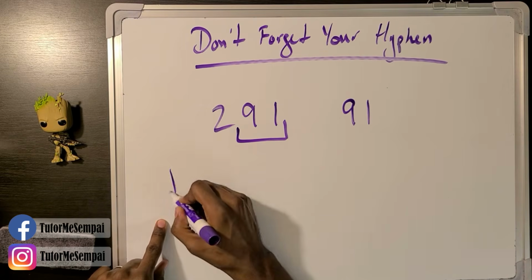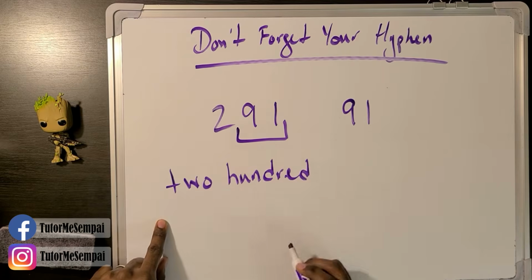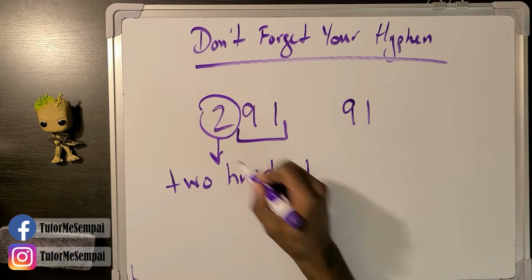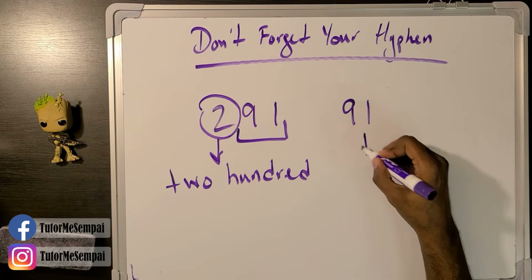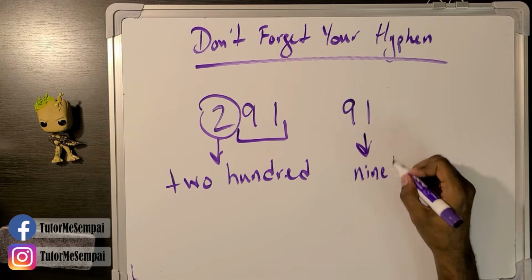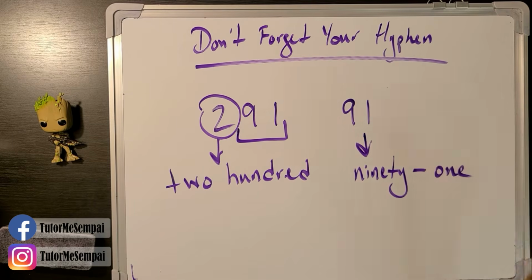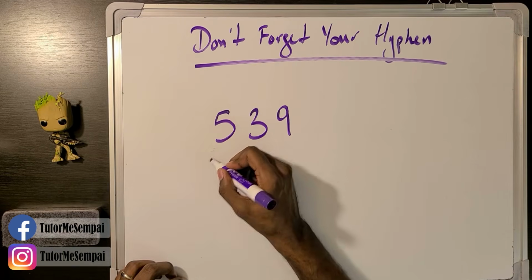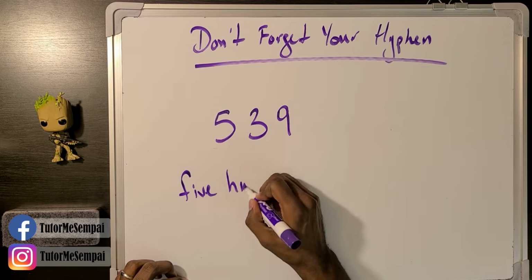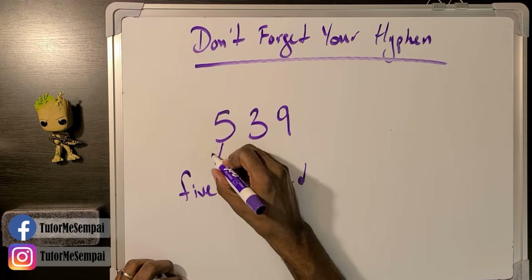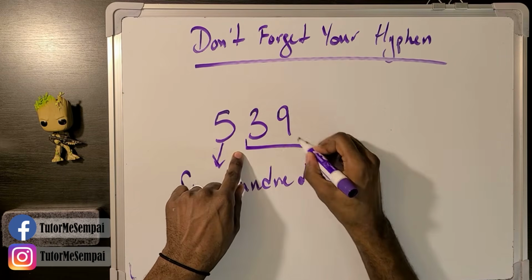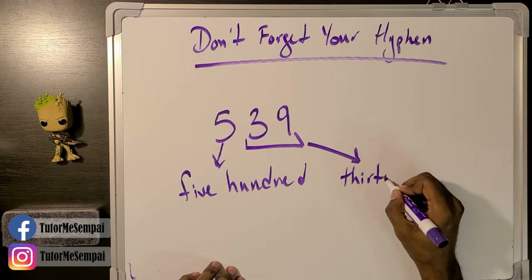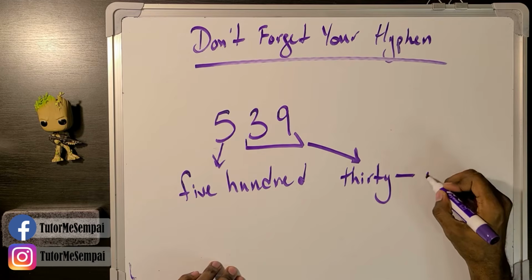Because this is going to tell you 200, right? And then you have to write this part. So this is 200, that's this 2 right here. And now you need to write the 91. So 91 is going to be 90 dash 1. So it's 291. When you're writing this number, this is going to be your 500, right? 500. That's what this part is. And then you have to write your 39. So we're going to put that over here. This is going to be 30 dash 9.